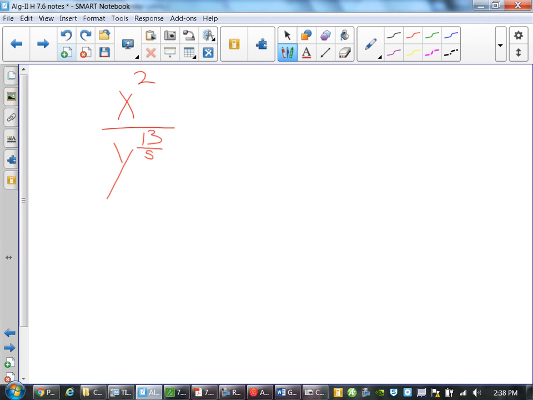Let's say you had x squared over y to the 13/5. What's the next whole number as far as the fraction would have to be? I'd have to get it to 15, but you're right, I'd have to get it to 15 over 5. So 2/5. What do you add to it? 2/5. Multiply. Right, because you're adding your exponents when you multiply by the same base.